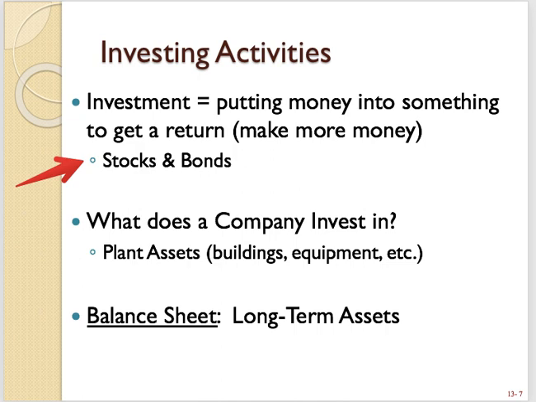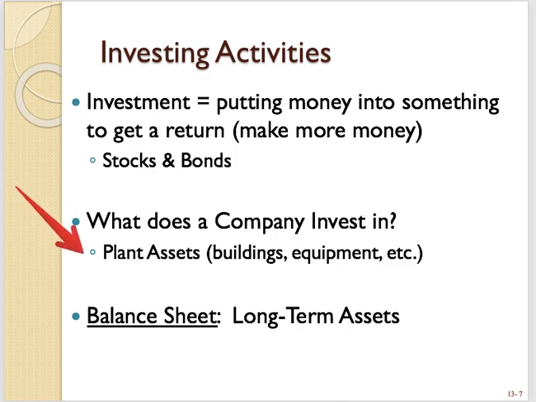But that was more for individual investors, and certainly companies can also invest in the stocks and bonds of other companies, which should also be considered investing activities. But primarily, what does a company invest in? Well, they invest in plant assets. They buy buildings, they buy equipment, they buy machines, they buy vehicles. And the hope is that they're going to put their money into those things and use them to get a return, use them to make more money in the future. So investing activities primarily consist of plant assets.